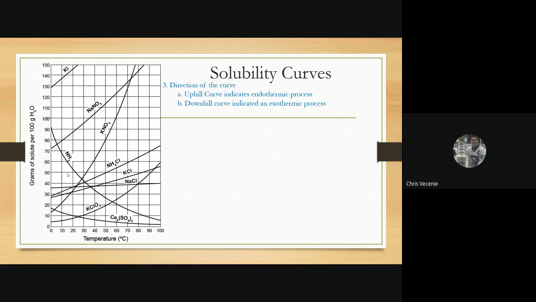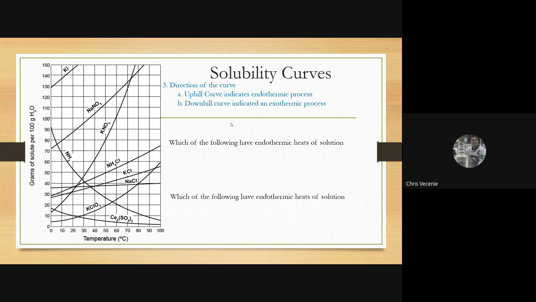So there are many more uphill curves than downhill. Most dissolvings, if it's a solid in a liquid, are endothermic in nature. But not all. So I would ask, which of the following have endothermic heats of solution? You could list any of the uphill ones: KI, NaNO3, KNO3, NH4Cl, KCl, NaCl, or KClO3. Any one of those is gradually working its way uphill. That indicates that it is endothermic.